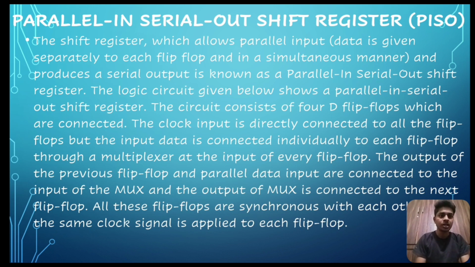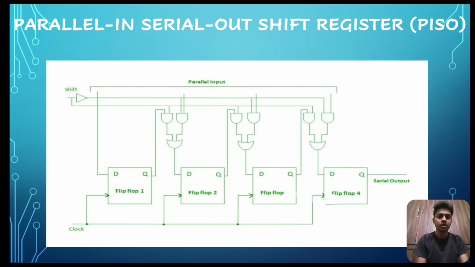Parallel in, serial out shift register. The shift register which allows a parallel input, where data is given separately to each flip-flop in a simultaneous manner, and produces a serial output is known as a parallel in, serial out shift register. The logic circuit given below shows the parallel in, serial out shift register.